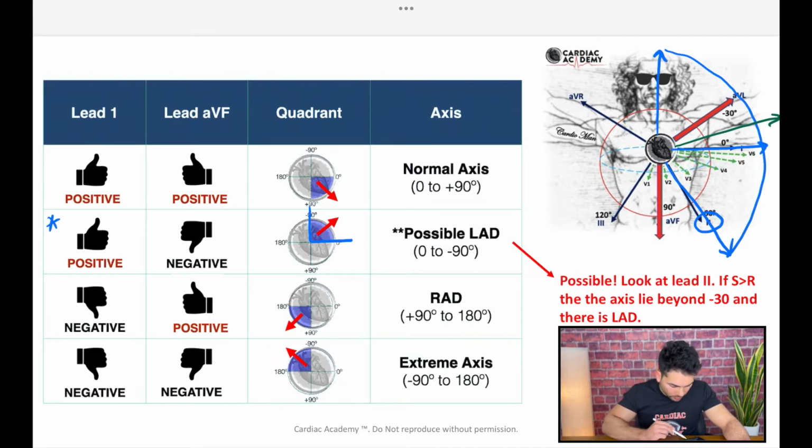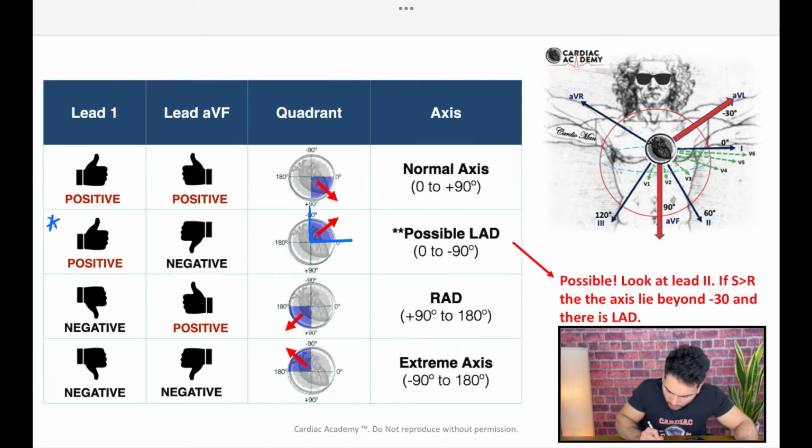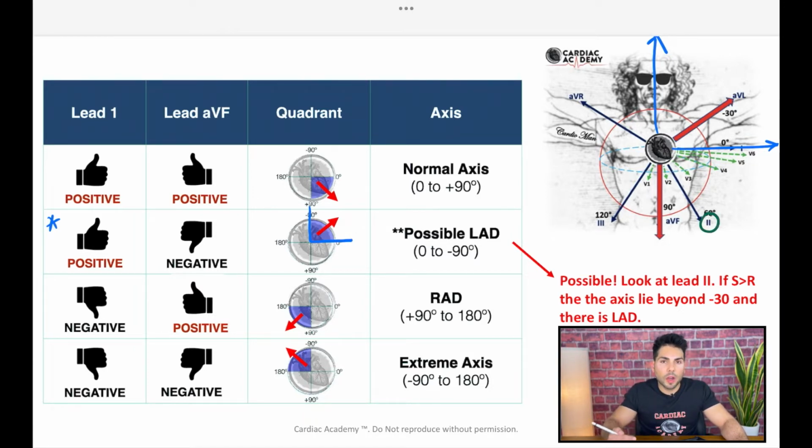Now, let's do a different example. Let me just clean this up. Let's say that again, it's looking towards lead 1 and looking away from aVF. But now let's say that instead of lead 2 being positive, having an R wave, now it has a dominant S wave, so it's negative. So that means it's looking away from it. So let's draw that. It's away from it.